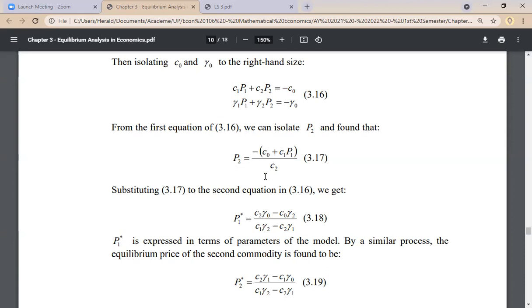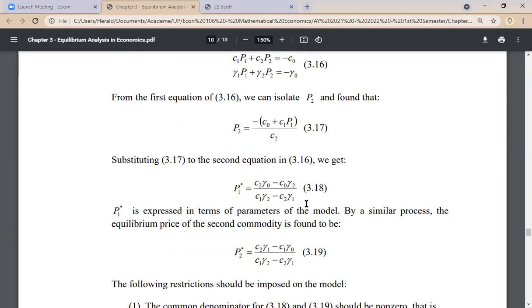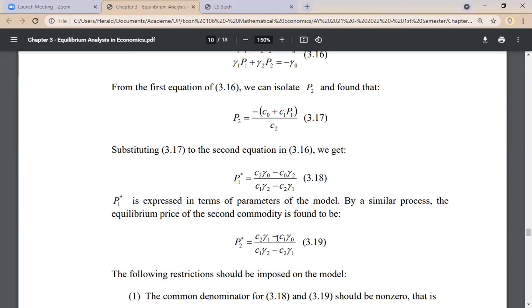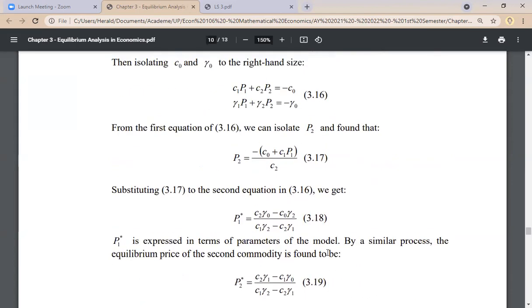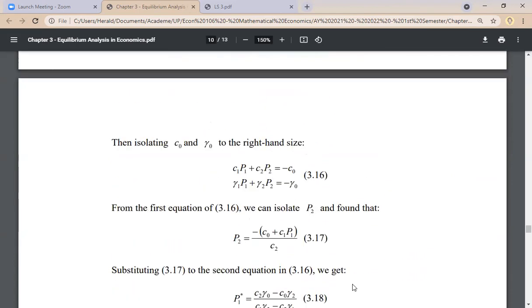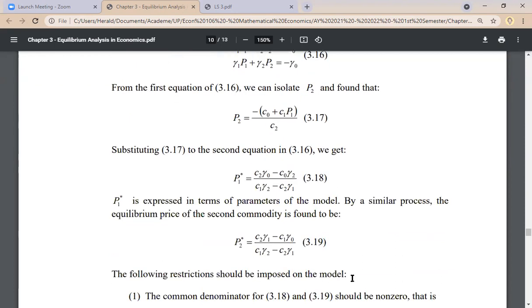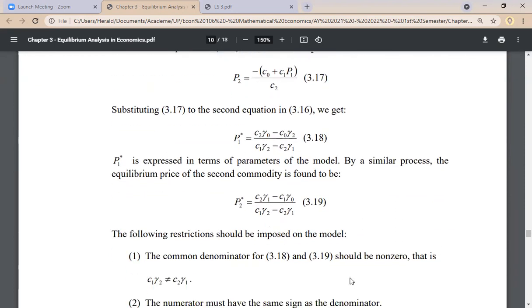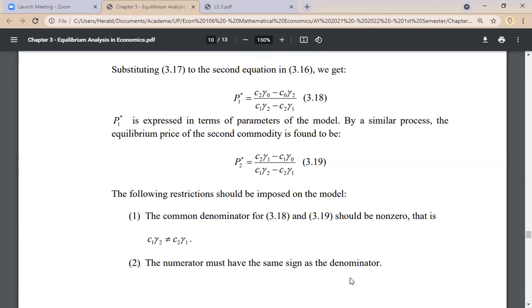With P2 isolated already, we have a value for P2 expressed in terms of parameters. We will substitute this one into our second equation. Okay, and with that, we can get the value for P1 star. And you have the P1 star, you have the value for P2 star. Okay, so you might want to review this one later and try to do the exercise. But one thing that we did here was just to introduce a shorthand way of writing, to simplify the parameters, but the process is just the same.